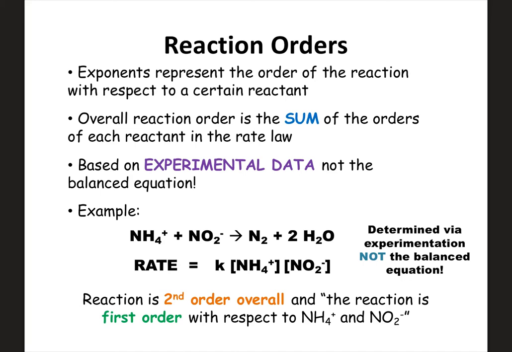So if you were doing this, you would say that the reaction is second order overall because you have 1 for the NH4+ and 1 for the NO2-. When you add them up, it's 2. So the reaction overall is second order. And how you say this is, you would say the reaction is first order with respect to NH4+, and the reaction is first order with respect to NO2-. Again, this was determined via experimentation, not the balanced equation. It just so happens that it can come out to be like the balanced equation, but you have to determine this via experimentation and not just use the balanced equation here.